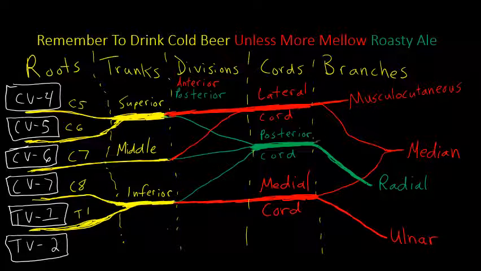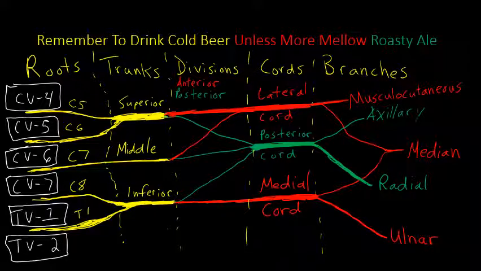Then the axillary nerve forms from a branch of the posterior cord, and the axillary nerve branches off on the lateral side of the shoulder and travels in to excite the deltoid muscles and teres minor.